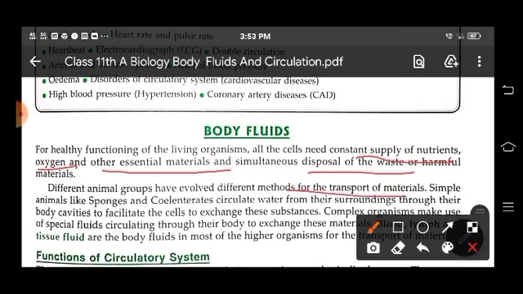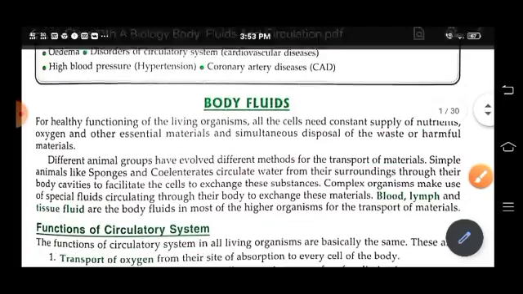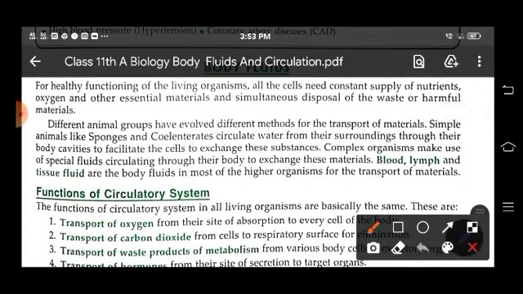Simple animals like sponges and coelenterates circulate water from the surroundings through their body cavities to facilitate the cells to exchange these substances. Whereas complex organisms make use of special fluids circulating through their body to exchange their materials. Now blood, lymph and tissue fluid are the body fluids in most of the higher organisms.